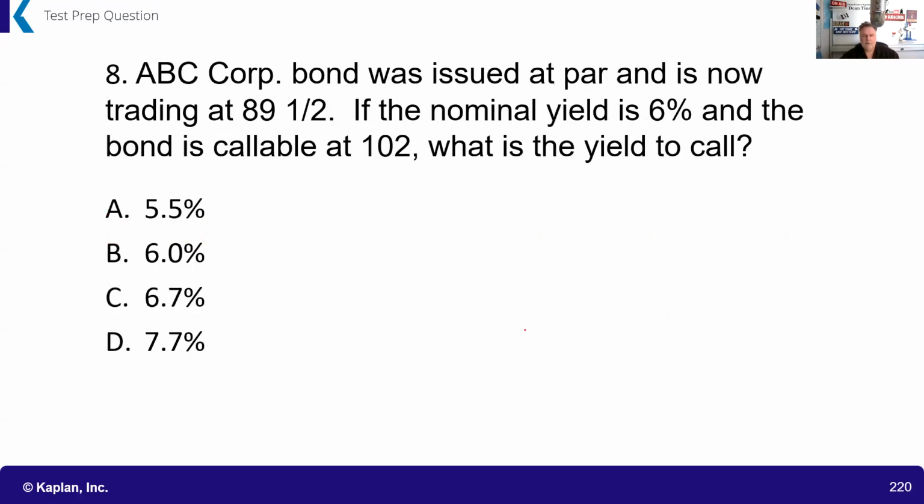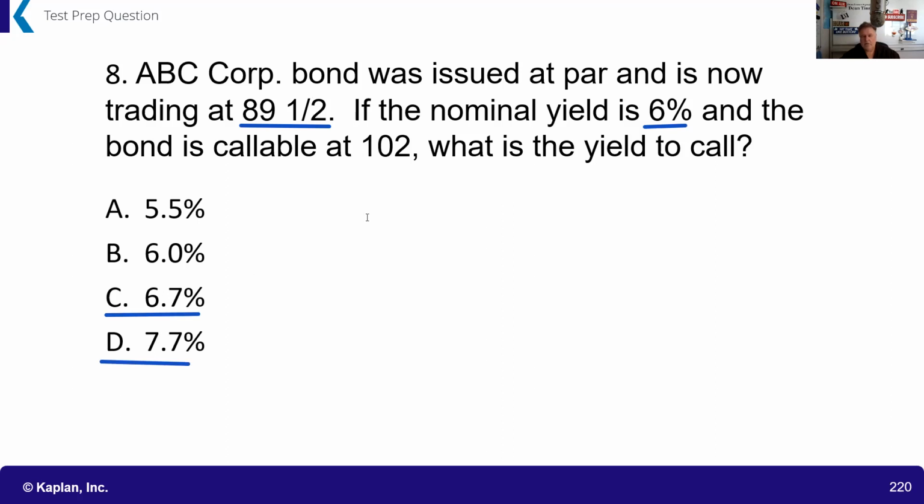ABC bond was issued at par, is now trading at 89.5. If the nominal yield is 6 and the bond is callable at 102, what is the yield to call? Now, I kind of like this because you're going to say, well, didn't you tell me I don't have to crunch yield to call? And here's a question asking me yield to call. No, you don't have to crunch yield to call because as you look at this, you're using your teeter-totter. Let's just look at this relationship. This is a bond at a discount, and so we know that the yield to call is going to be higher than 6. So it's got to be C or D. That alone gives us a 50-50.